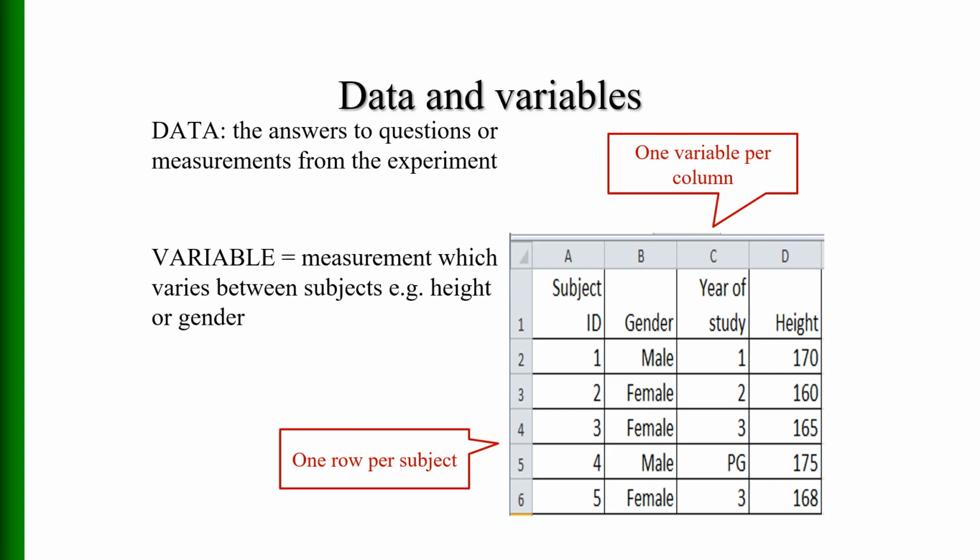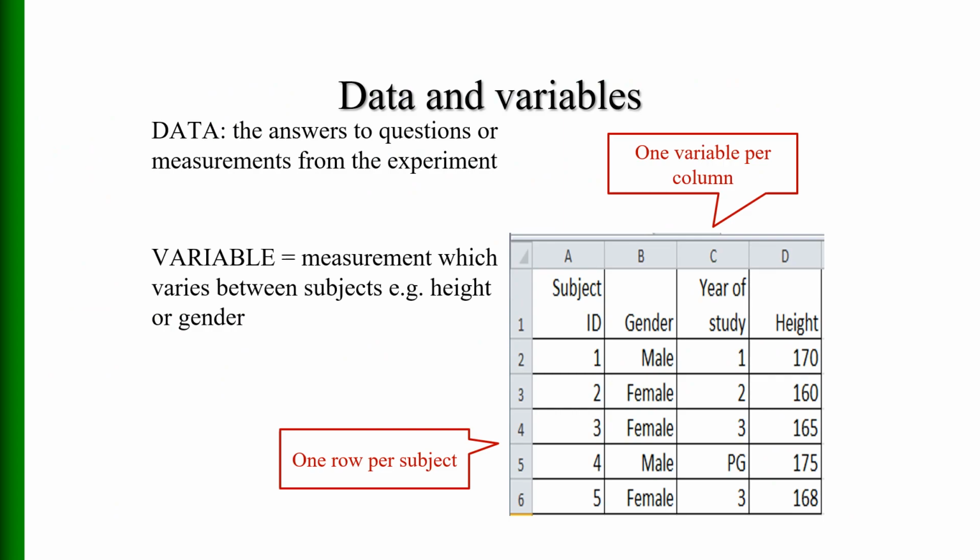Before I discuss hypothesis testing, let me just repeat data and variables. Data are the answers to questions or measurements from the experiment, and a variable is the measurement which varies between subjects, for example height or gender.